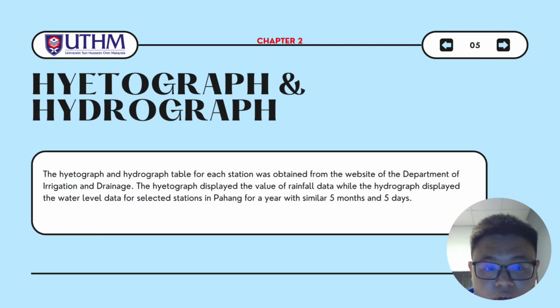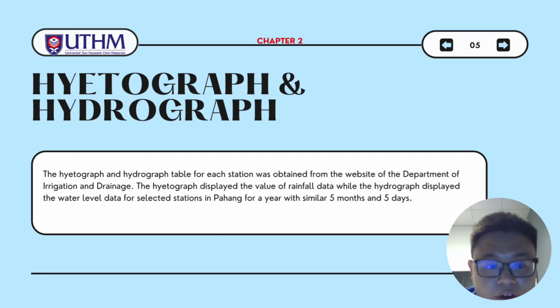For the hydrograph and hyetograph, the hydrograph and hyetograph table for each station was obtained from the website of the Department of Irrigation and Drainage. The hyetograph displays the value of rainfall data while the hydrograph displays the water level data for selected stations in Pahang for a year with similar 5 months and 5 days.